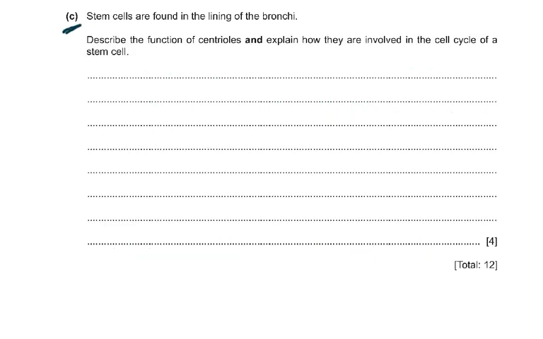Part C says stem cells are found in the lining of the bronchi. Describe the functions of centrioles and explain how they are involved in the cell cycle of a stem cell. So they've given you the question. They said stem cells are found in the lining of the bronchi, describe the function of the centrioles and explain how they are involved in the cell cycle of a stem cell.